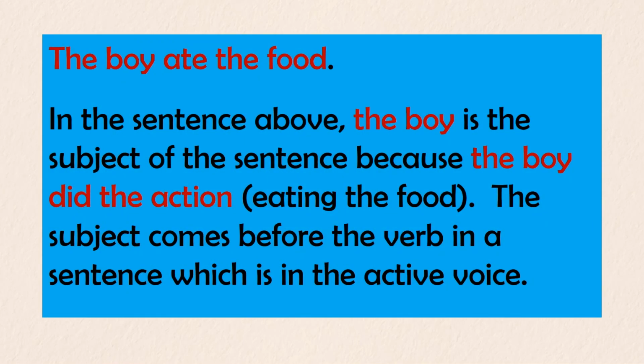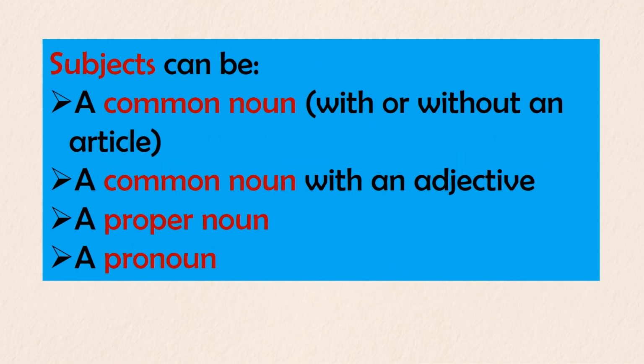The boy ate the food. In the sentence above, the boy is the subject of the sentence because the boy did the action of eating the food. The subject comes before the verb in a sentence which is in the active voice. Subjects can be a common noun with or without an article. It can also be a common noun with an adjective, a proper noun, and a pronoun.